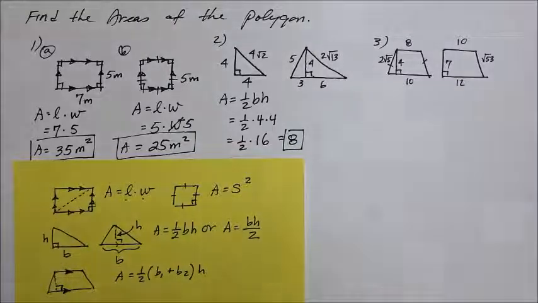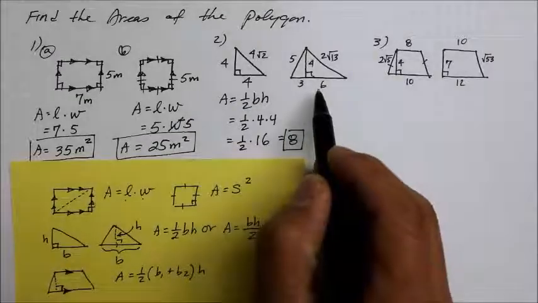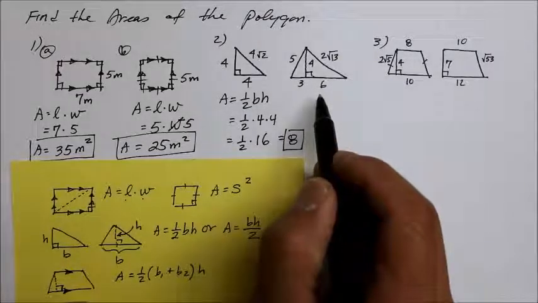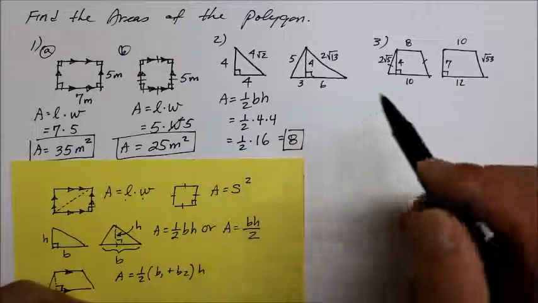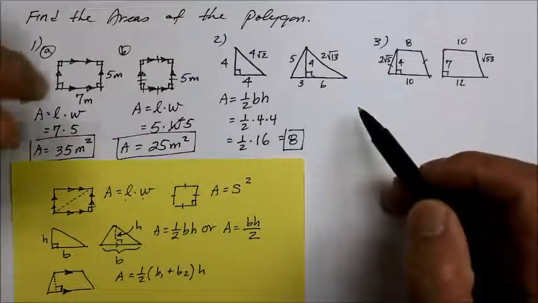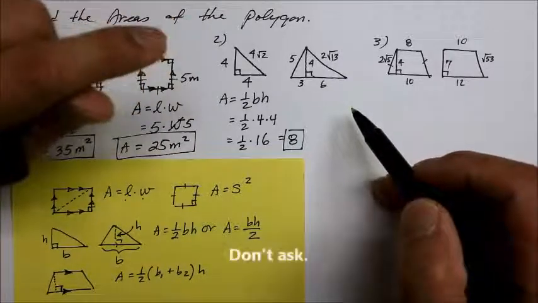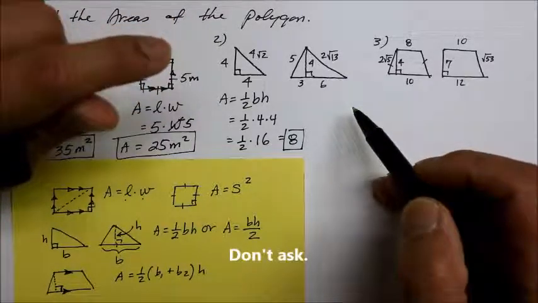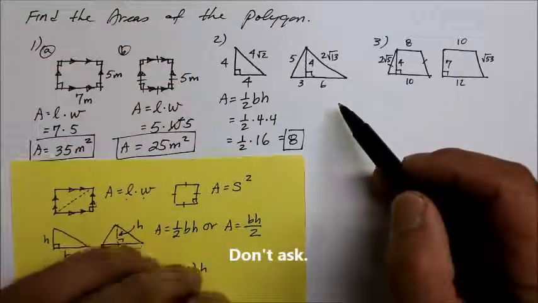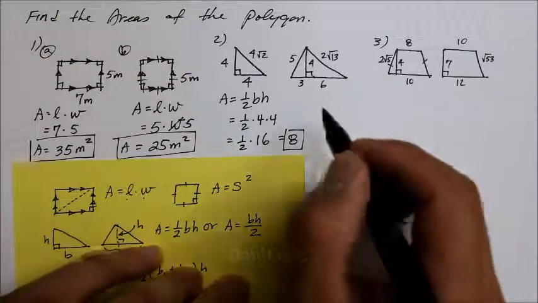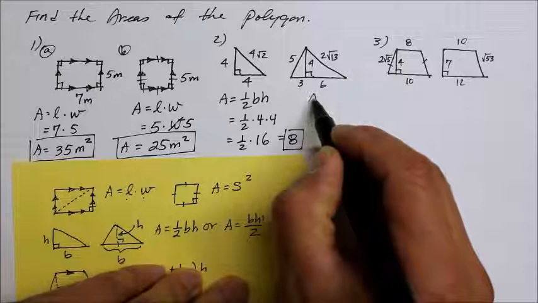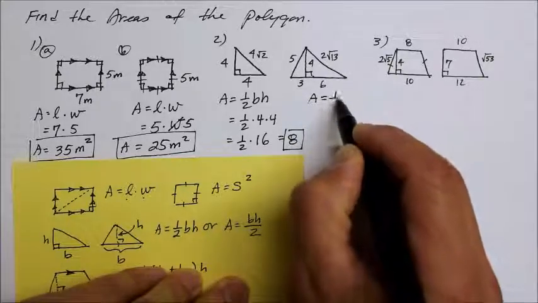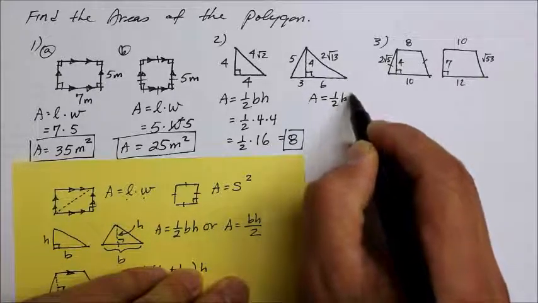Ta-da! The second triangle, yes, is full of distractions, full of unnecessary numbers. So you gotta learn to focus. Let's focus on this. We know that the area of a triangle is found by using the formula 1/2 of the base and the height multiplied.